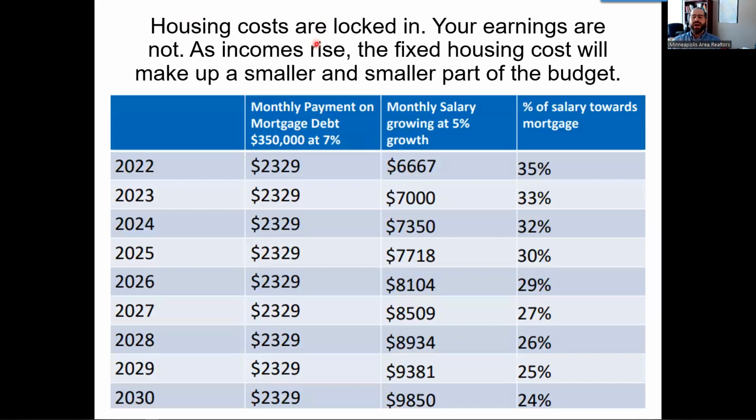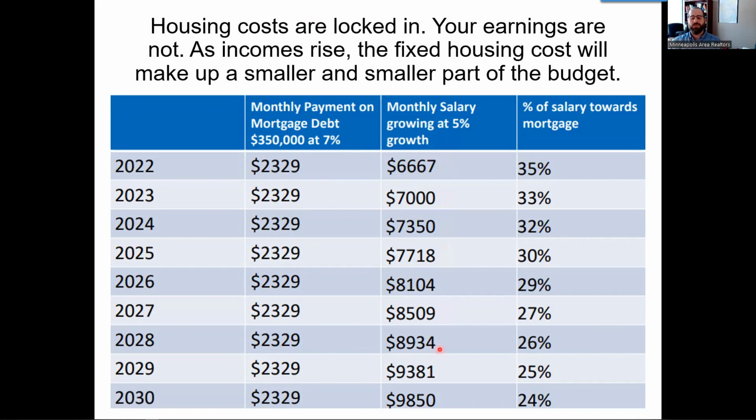We'll skip that one. Guys, your housing costs are mostly locked in, right? I think we've done this one, so we'll do it quick. There's 7% interest on a $350K loan. There's your payment. Your salary is not locked in. I should say your buyer's incomes are not locked in. They will be growing, hopefully.